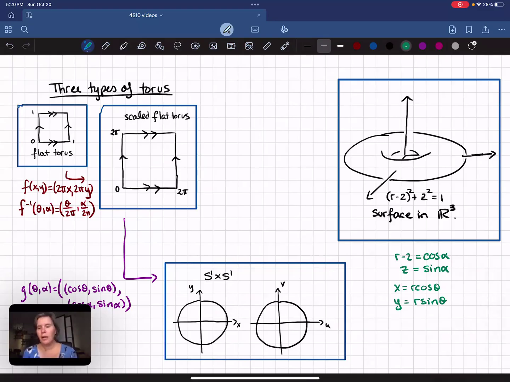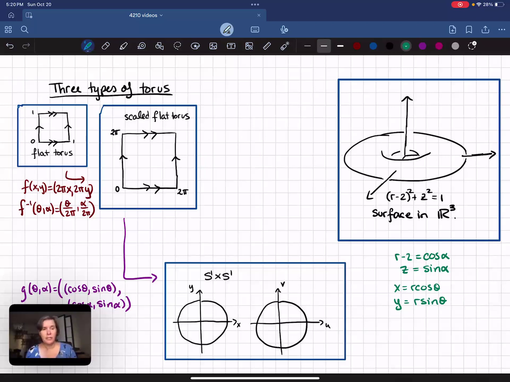And I have some ideas written down here in the bottom right. So one way to figure out how to do this is if I look at the equation of my torus in R3, it looks like something squared plus something else squared equals 1. And a good way to parametrize things like that is to take each of the things that are supposed to be squared and have one of them be cosine of an angle and the other one be sine of the same angle. So in this case, I'm going to say r minus 2 is cosine theta and z is sine theta. Okay?